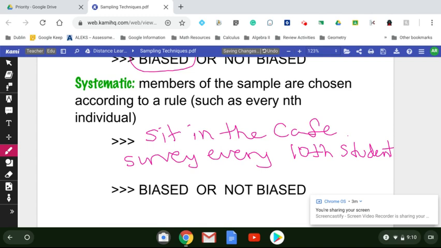Because it is a systematic rule, this is a non-biased sampling technique. I'm going to survey every 10th student. This will help me get a good range of freshmen, sophomores, juniors, seniors, athletes and non-athletes, and just making sure everyone has an opportunity to be surveyed. So I'm doing every 10th student. This is not a biased sample. And the sample that we get should easily predict the opinions of the population.